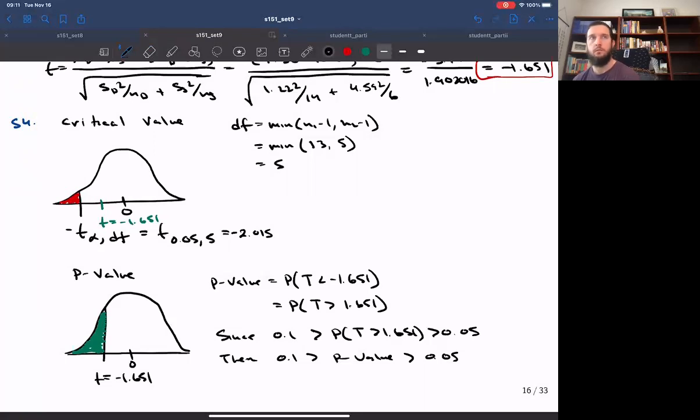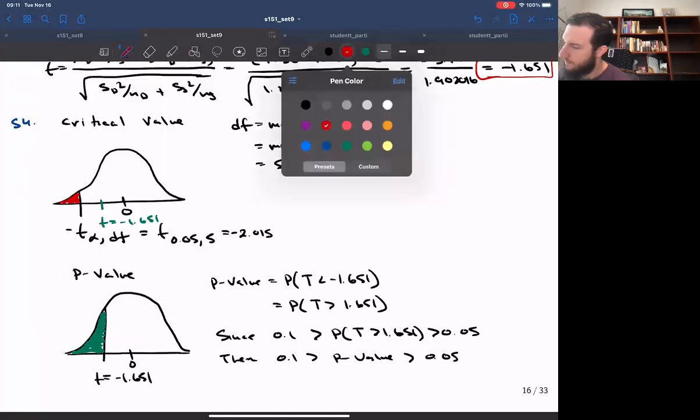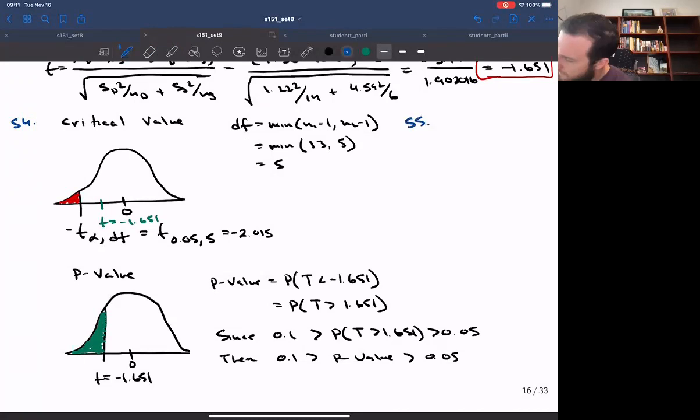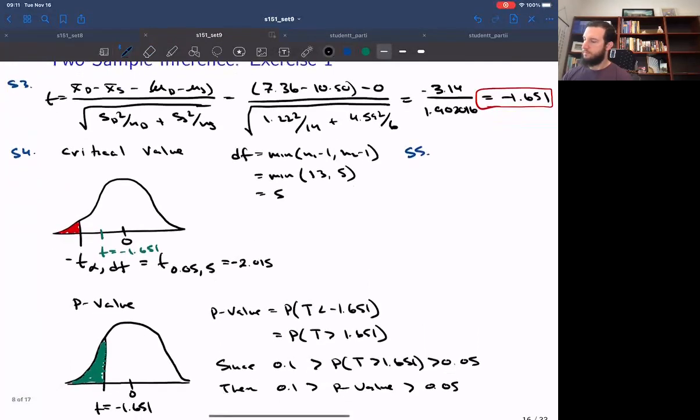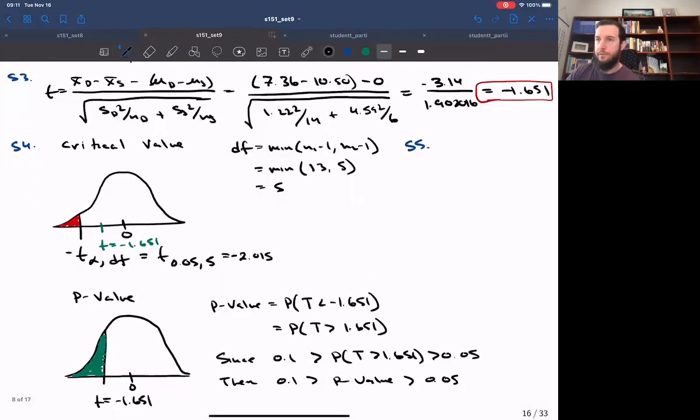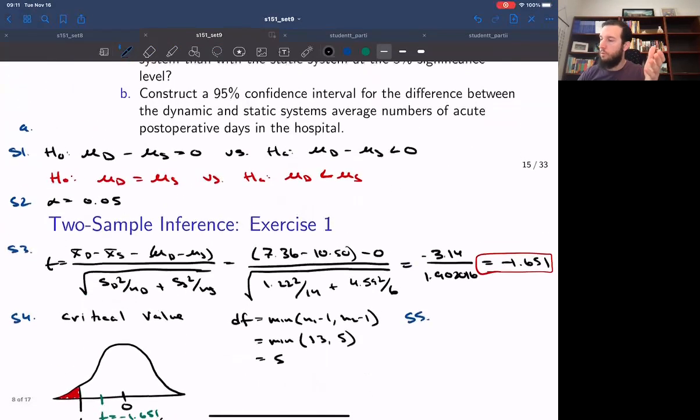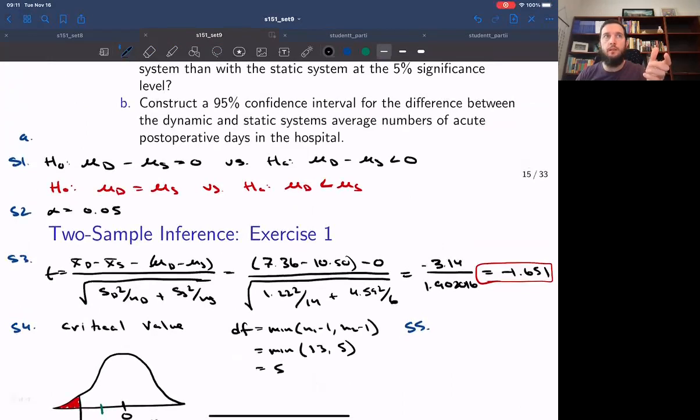Okay. Any questions? All right. Okay. So on step five, why didn't I divide the significance level by two? I didn't divide the significance level by two because it's a one-tailed test. So we only divide the significance level by two if it's a two-sided test.